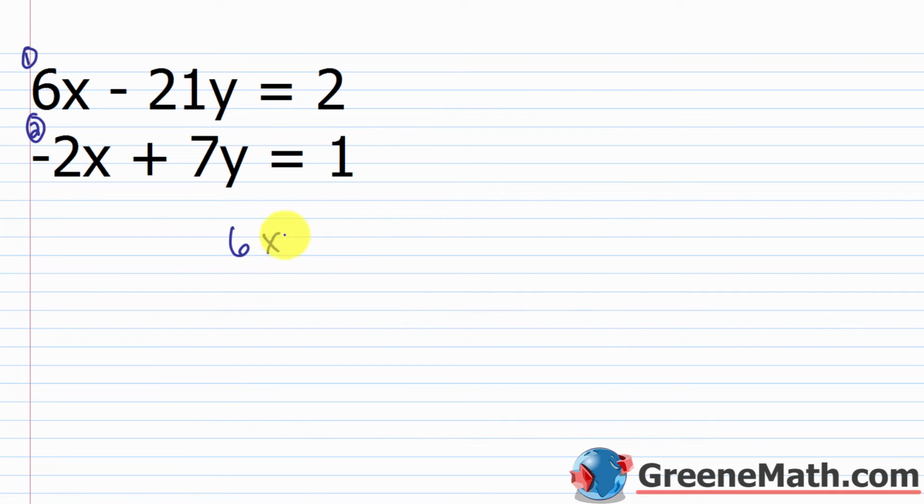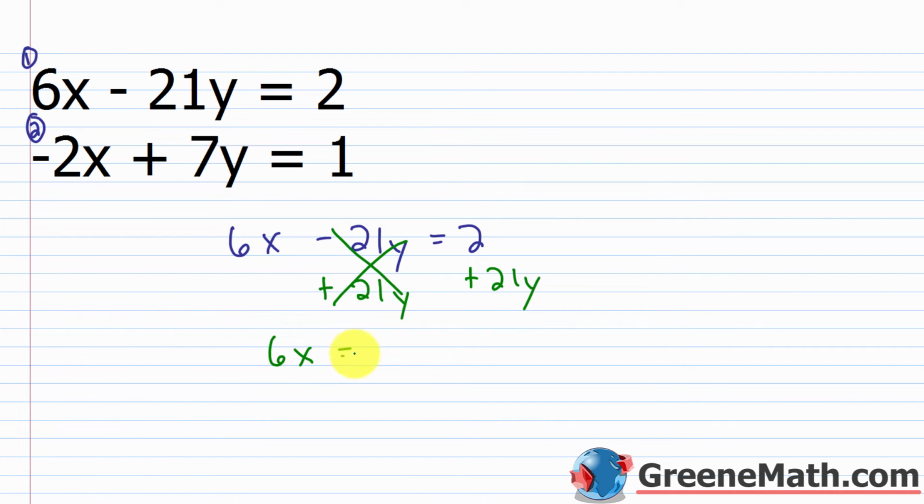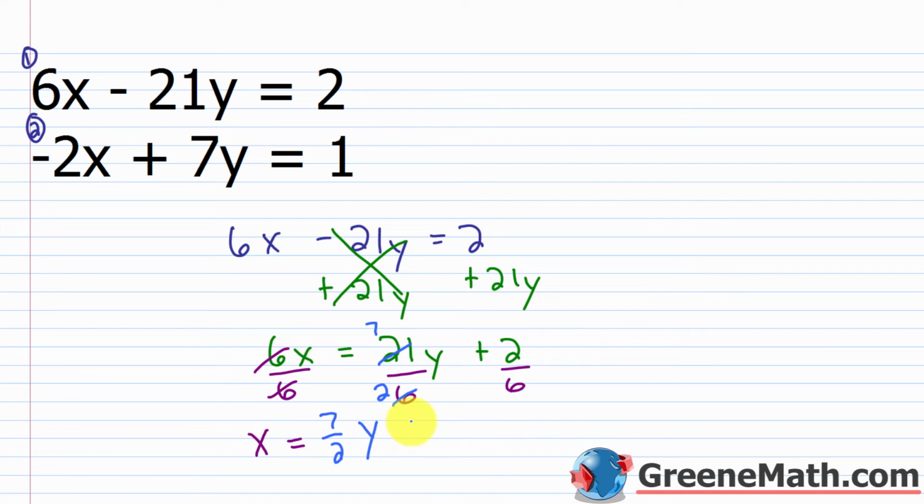So if I have 6x minus 21y equals 2, if I'm solving for x, add 21y to each side of the equation. So this is going to cancel. I'll have 6x is equal to 21y plus 2. So now I'm going to divide both sides of the equation by 6. This will cancel. I'll have x is equal to, for 21 and 6, they have a common factor of 3. If I divide 21 by 3, I get 7. If I divide 6 by 3, I get 2. So this is 7 halves times y plus 2 over 6 is 1/3. So x is equal to 7 halves y plus 1/3.